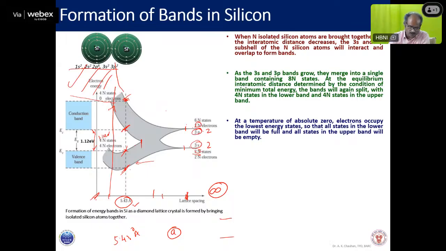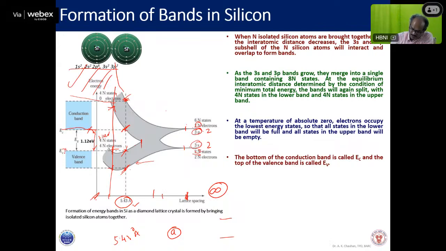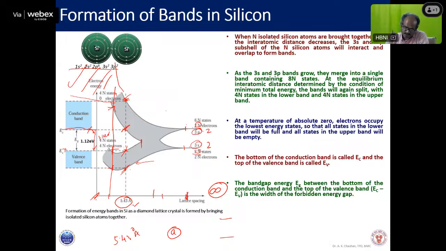So at absolute 0 Kelvin, the electrons occupy the lowest energy states, so all states in the lower band will be full and all states in the upper band will be empty. As I already explained, these will be totally filled and this will be totally empty. The bottom of the conduction band is called EC, and the top of the valence band is called EV. The band gap energy, EG, is the difference of energy between these two levels.